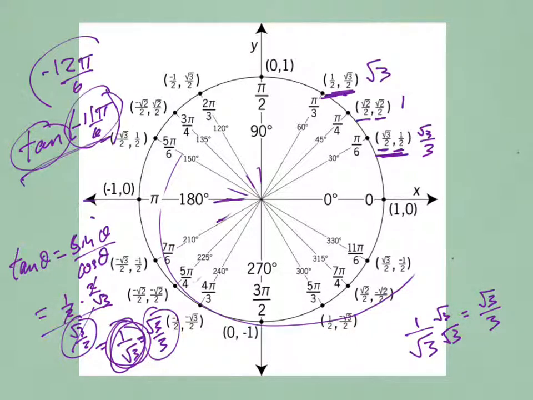Just root 3. Exactly. What's 1 divided by 0? Nope, it's undefined. That's a tricky one. It doesn't exist. And what's 0 divided by 1? Sine divided by cosine. That's 0. How many times does 1 go into 0? 0 times. But how many times does 0 go into 1? Can you put 0 into a number? You can't do that. So that's undefined. It doesn't exist.